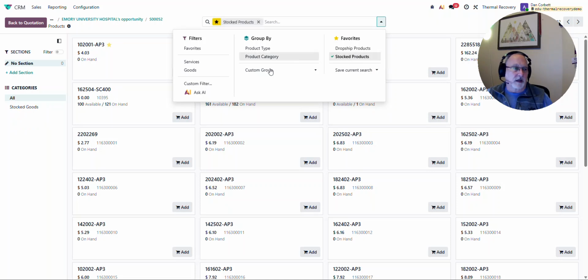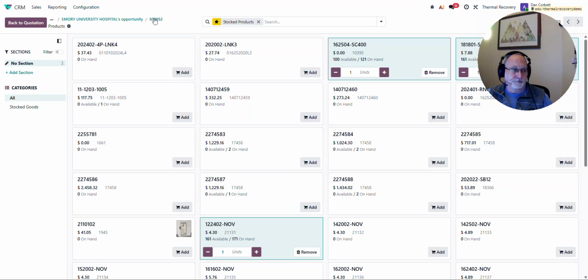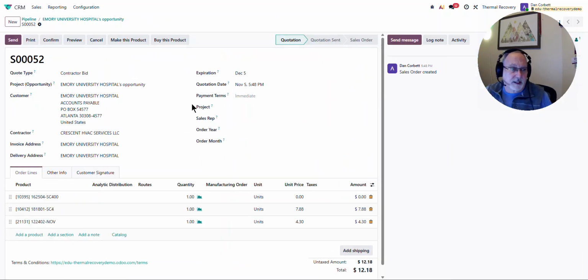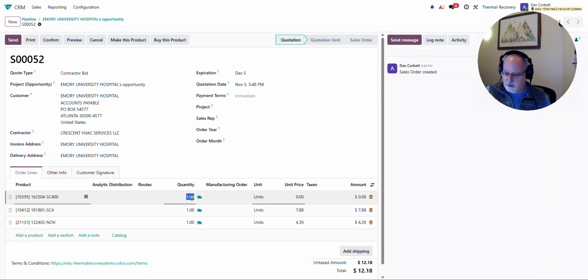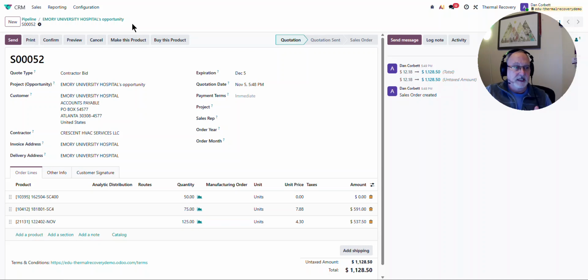I've got this information put together, so let's catalog this and buy some stuff. I'm going to do stocked products because in this example, we're going to ship them out as we go. Let's grab this product and maybe this product. So in our imaginary hospital bid that we're doing for Emory University, these are the three products we need. We need 50 of this, we need 75 of this, and we need 125 of this. All right, at this point, I've got a bid built around Emory University Hospitals.